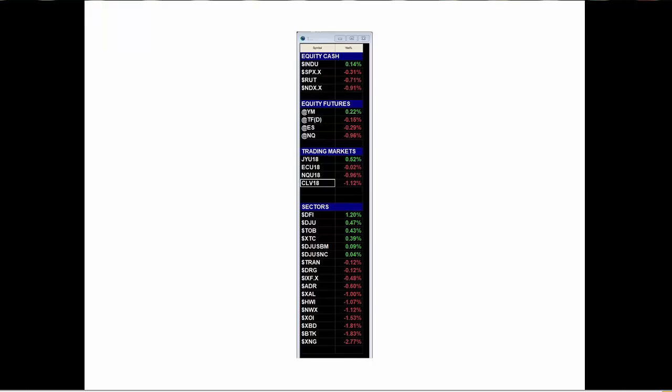So here's tool number 1. And by the way, I do look at these in this order during the trading day. So here we've got a quote screen, and you'll see that I've got equity cash, equity futures, and I got various sectors down there. And so there's 2 things that we look for here.